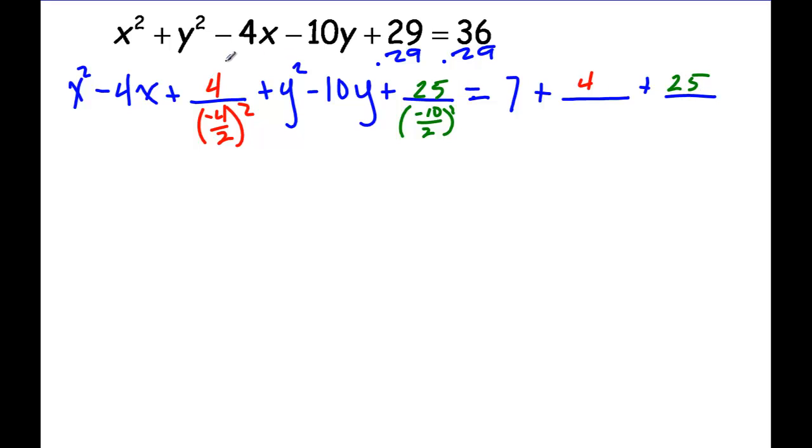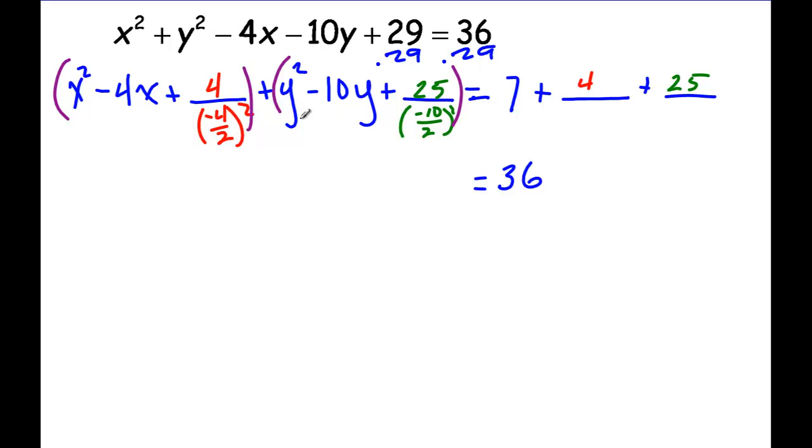Now we've got this long equation. This side is pretty straightforward because 7 plus 4 is 11, plus 25. So that side turns back into 36. Now what we're going to do to this side, and the purpose of doing this, is called completing the square.